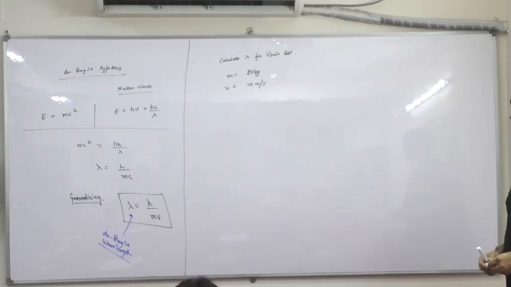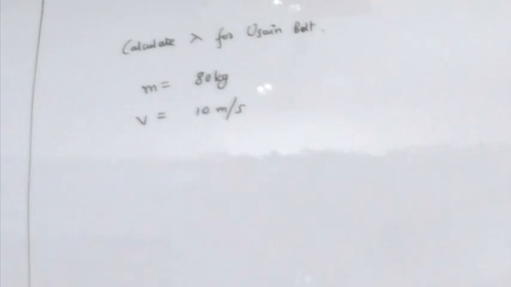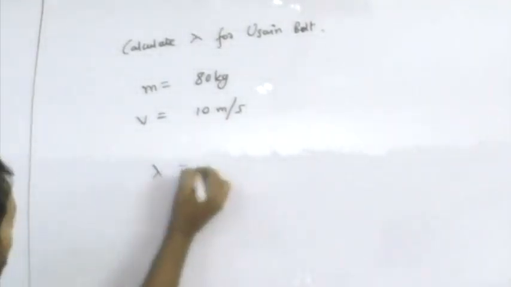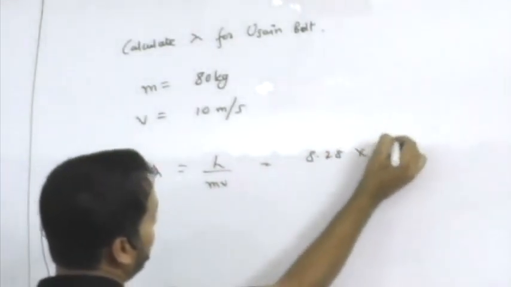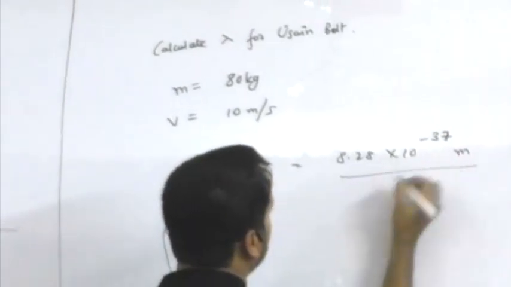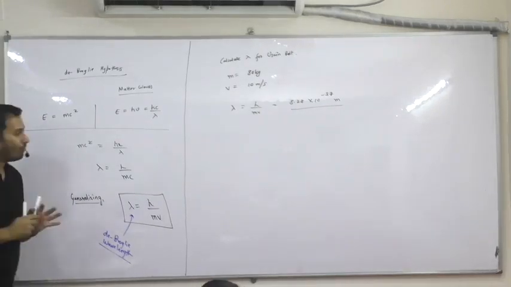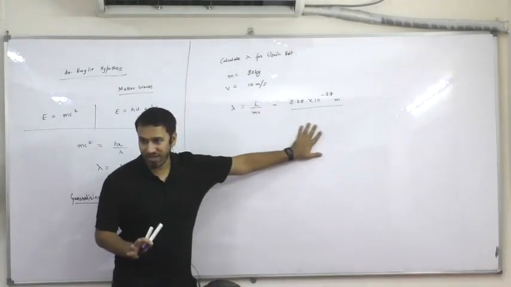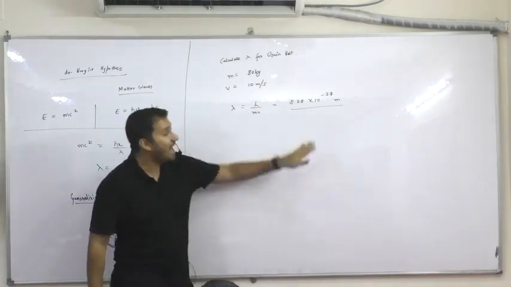Calculate the wavelength of Usain Bolt. Okay. So calculate lambda as h upon mv, and you got 8.28 into 10 power minus 37 meters. It's a wavelength, so it's measured in meters. Now, a very interesting thing to note here is, I have gotten a wavelength. Yes, Usain Bolt, when he runs, actually behaves as a wave also, and he has a wavelength this much.